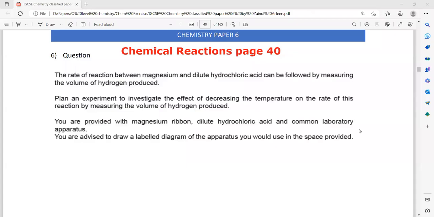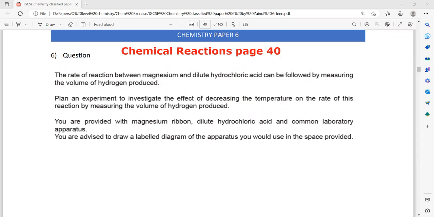So this is classified paper 6, topic chemical reactions, page 40, question 6. In this one, the rate of a reaction between magnesium and hydrochloric acid can be followed by measuring the volume of hydrogen produced. So when magnesium reacts with hydrochloric acid, it gives off hydrogen, and we can measure the volume of hydrogen. Plan an experiment to investigate the effect of decreasing temperature.